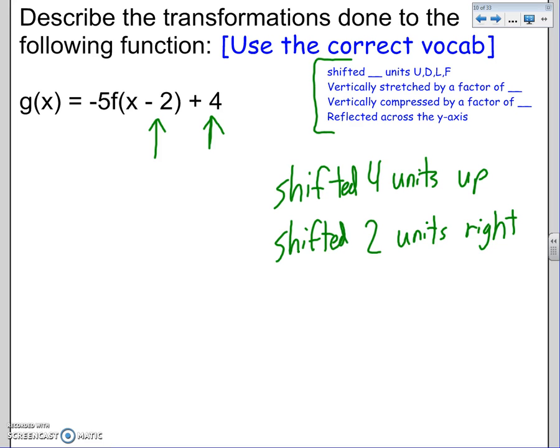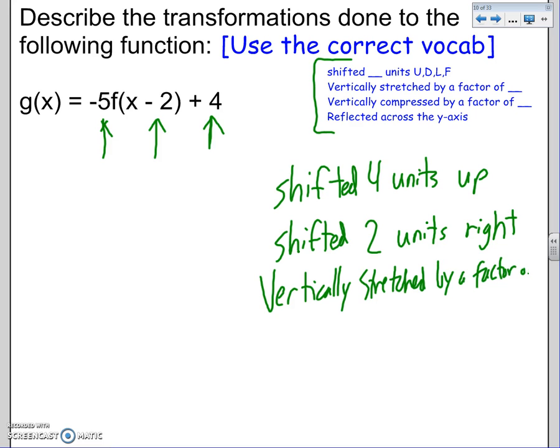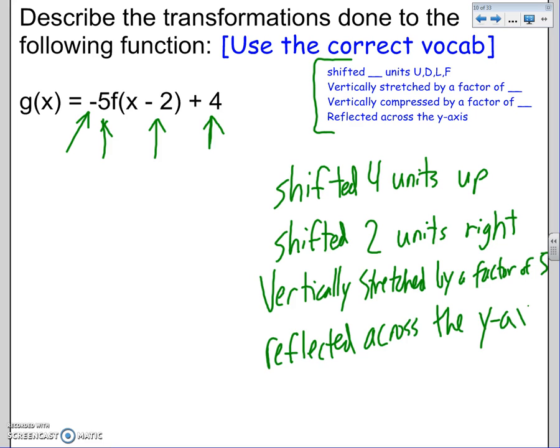All right, this 5, it's bigger than 1, that makes it taller. But instead of saying taller, we say vertically stretched by a factor of 5. And that negative sign flips it. Instead of saying flipped, upside down, we just say reflected across the y-axis. And that's it. It'll be multiple choice, so those words will be in the answer choices.